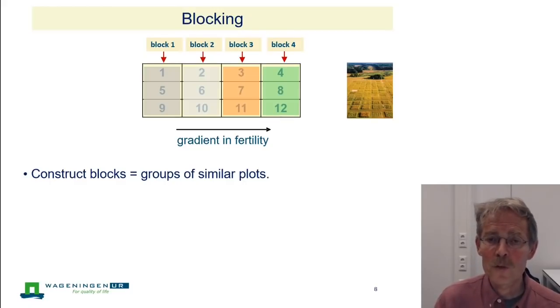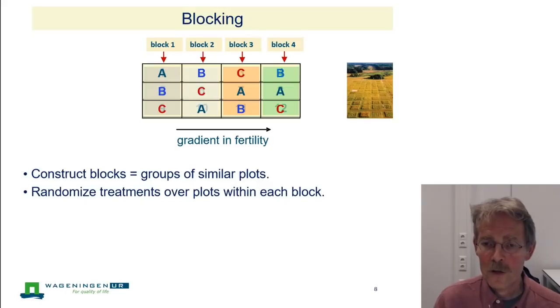And then you randomly assign your potato varieties within each block. So you have A, B, and C randomly assigned to the 3 plots here. A, B, and C randomly assigned here, here, and here. So instead of one big randomization, like in the completely randomized design, we have 4 randomizations, 1 separate randomization within each block. And you can see that the design now is quite a happy one, because we have A, B, and C on dry plots, but we also have A, B, and C on wet plots.